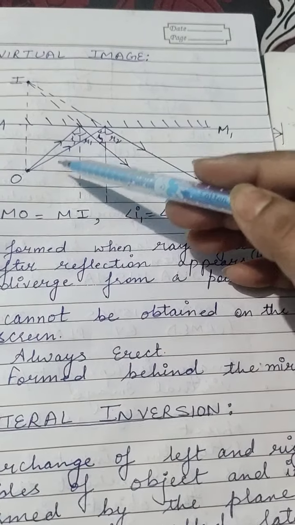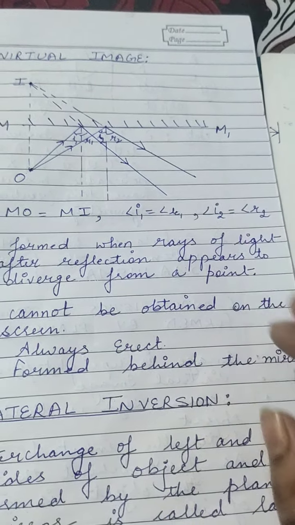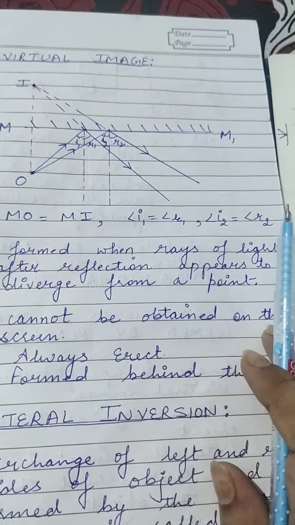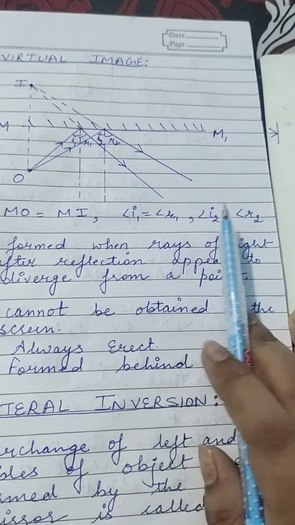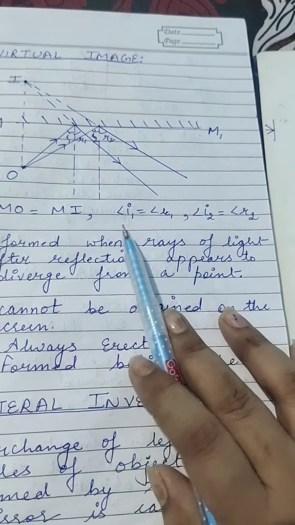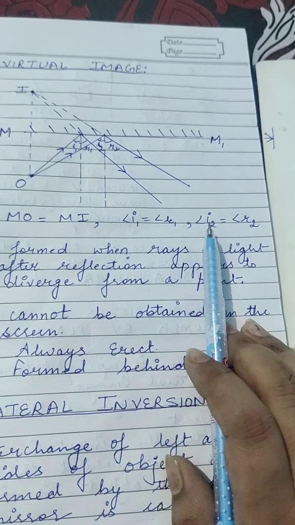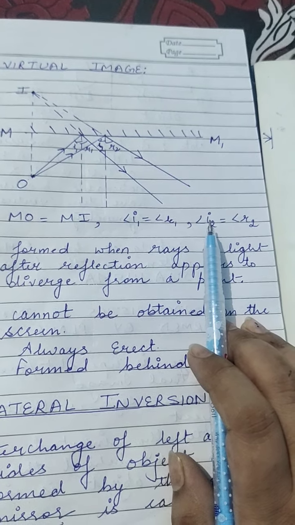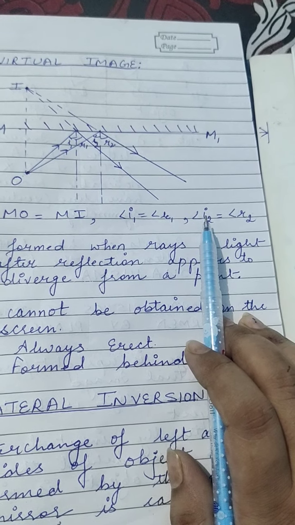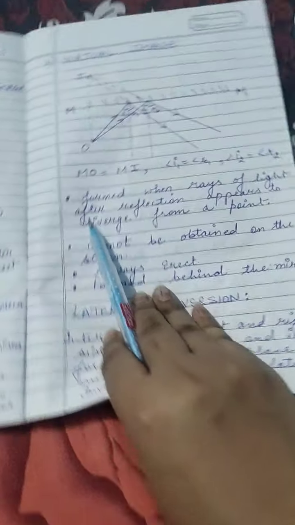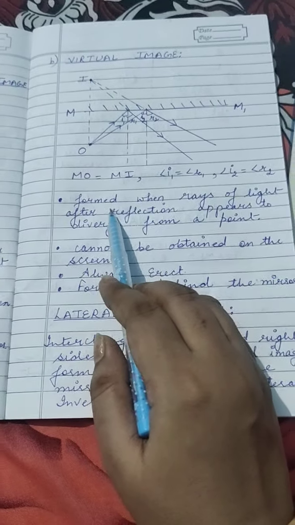So these light rays will obey the laws of reflection. What are the laws of reflection? The very first law is that the angle of incidence is equal to the angle of reflection, and the second law is that they all should lie in the same plane. Is it clear?